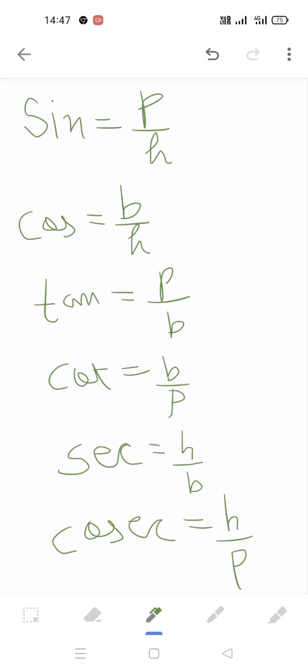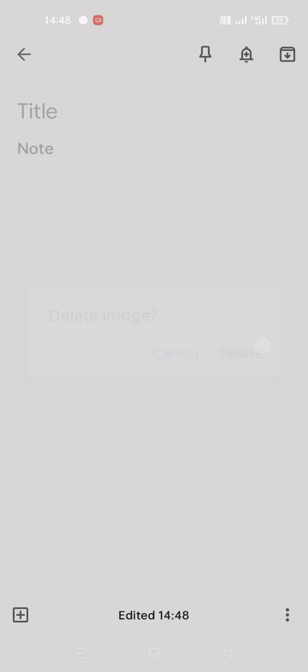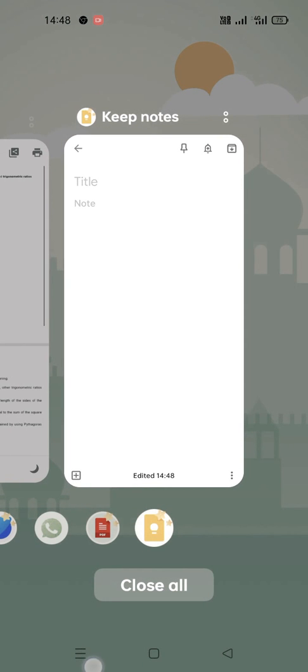So if you have to find the value of sine or cos, you simply put the formula perpendicular upon hypotenuse, find the value of perpendicular and base, and put the values in. Simple. I hope you have taken the screenshot, so I'm going to erase it. Okay, let's move further.